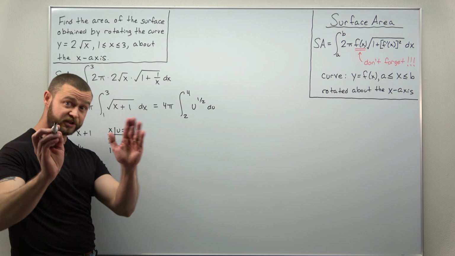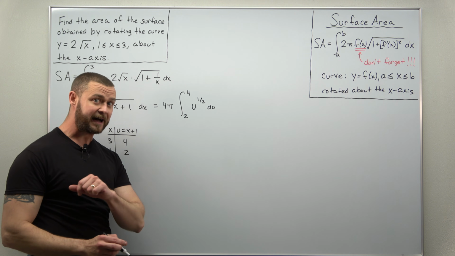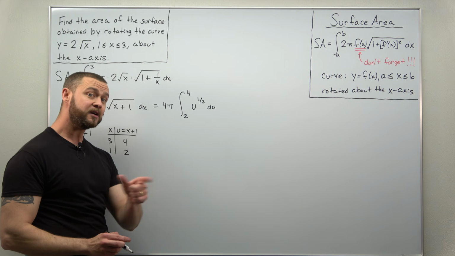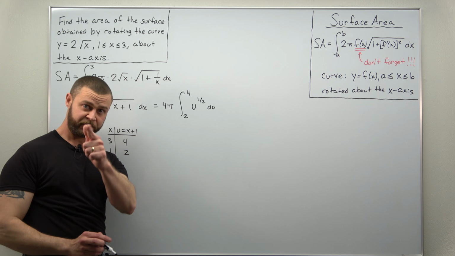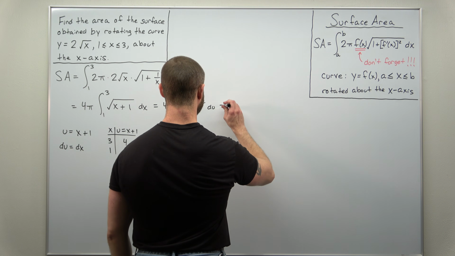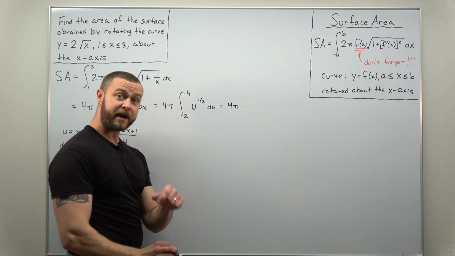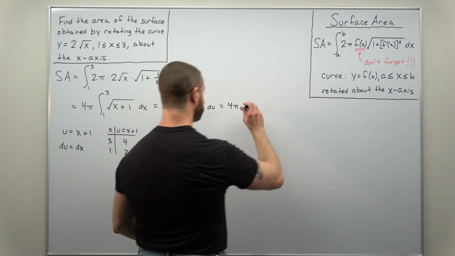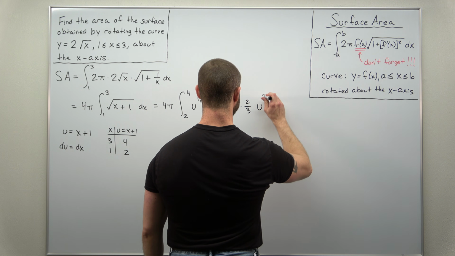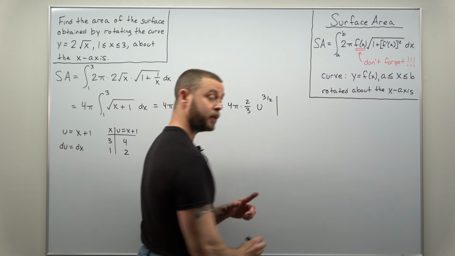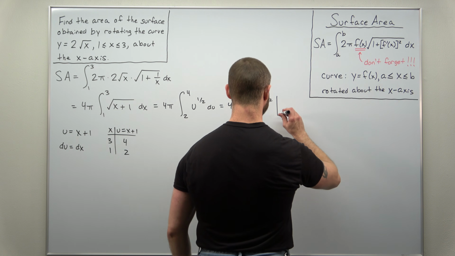All right, from here, just the basic power rule, add 1 to that exponent, you'll get u to the 3/2, divide by that new power, divide by 3/2, same thing as multiplying by the reciprocal, 2/3. We'll keep our factor of 4 pi there. And then for your antiderivative, you get 2/3 times u to the 3/2 power. And now we're going to evaluate that from u equals 2 to u equals 4.